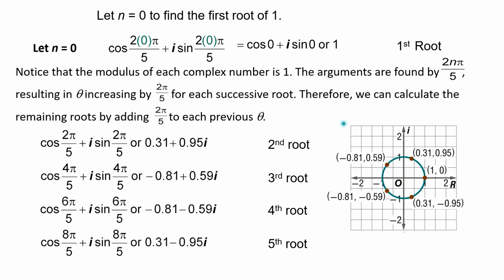So the first root is (1, 0). Next we have (0.31, 0.95), which is here. Next is (negative 0.81, 0.59), which is here. The fourth root is (negative 0.81, negative 0.59), which is here. And the fifth root is (0.31, negative 0.95).